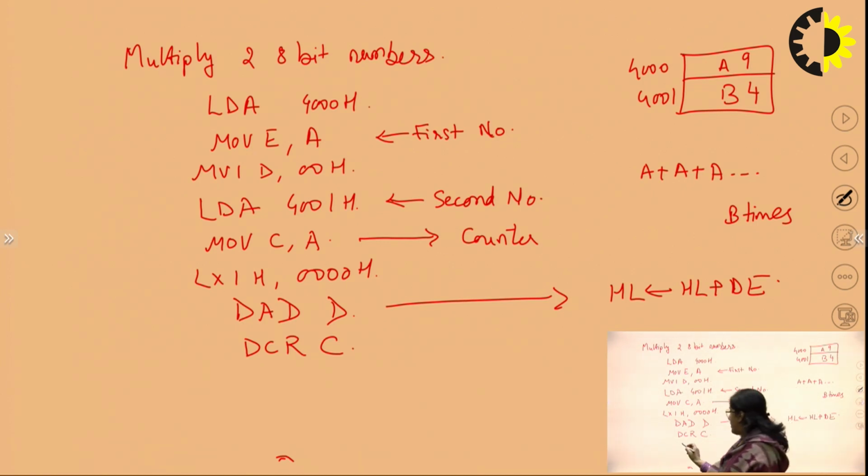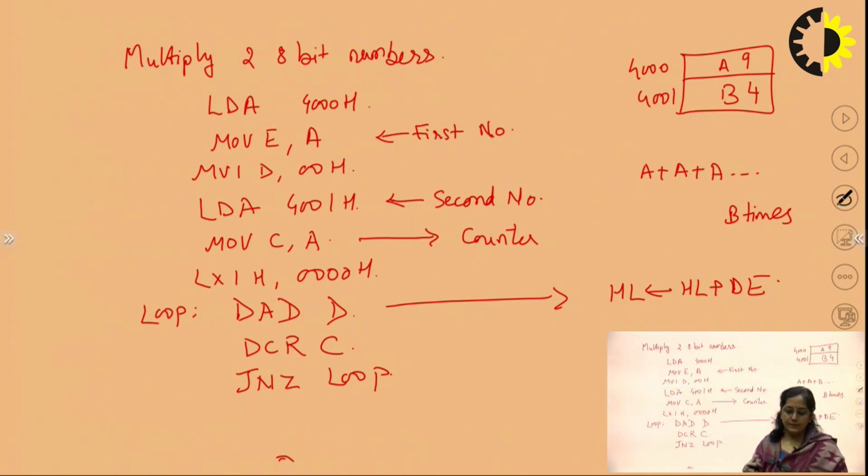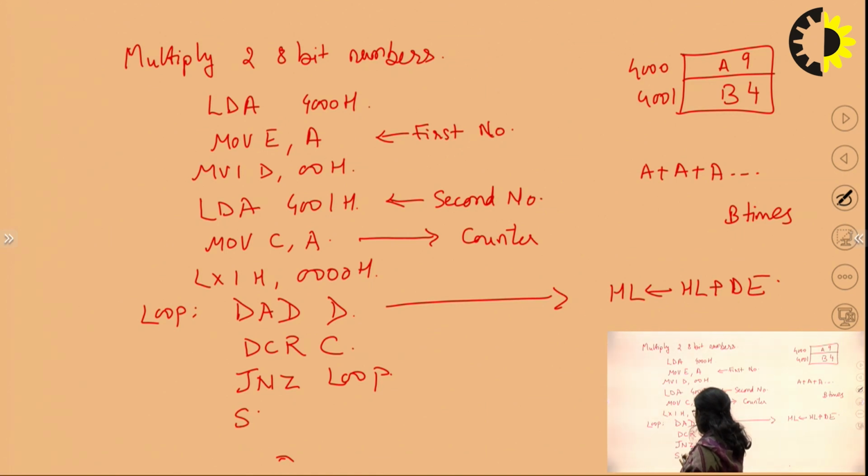Jump if not 0, back, and again addition. Then when we get the result, we will store that result to the next location, 4002H.